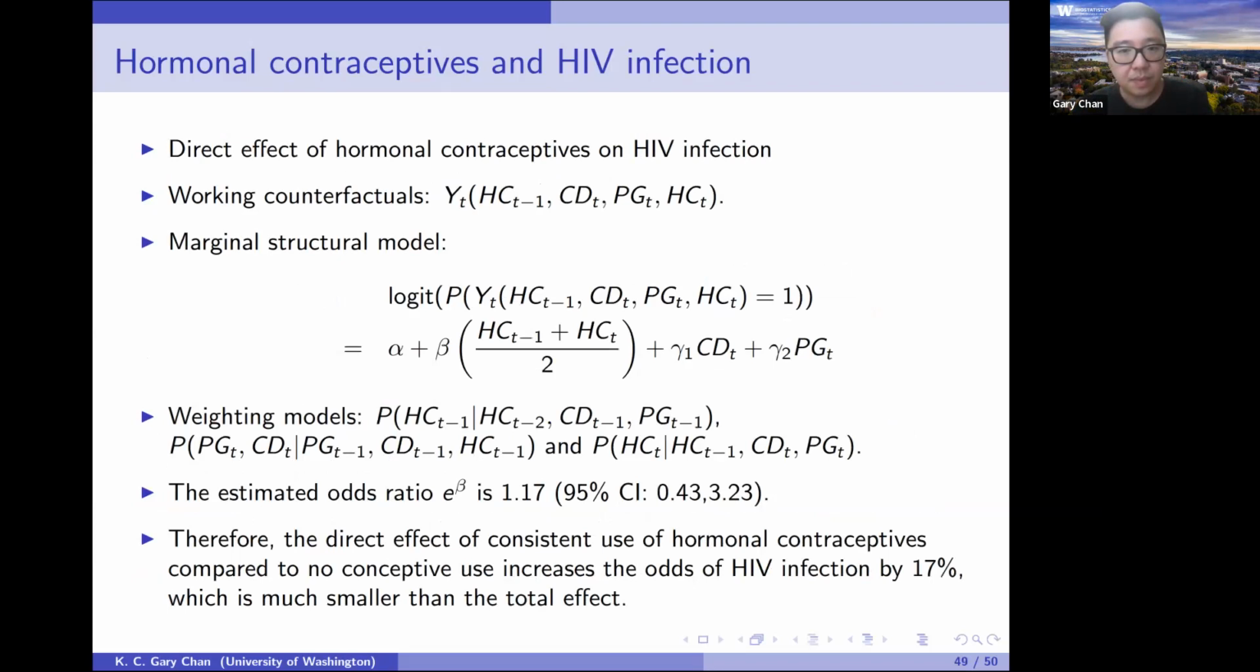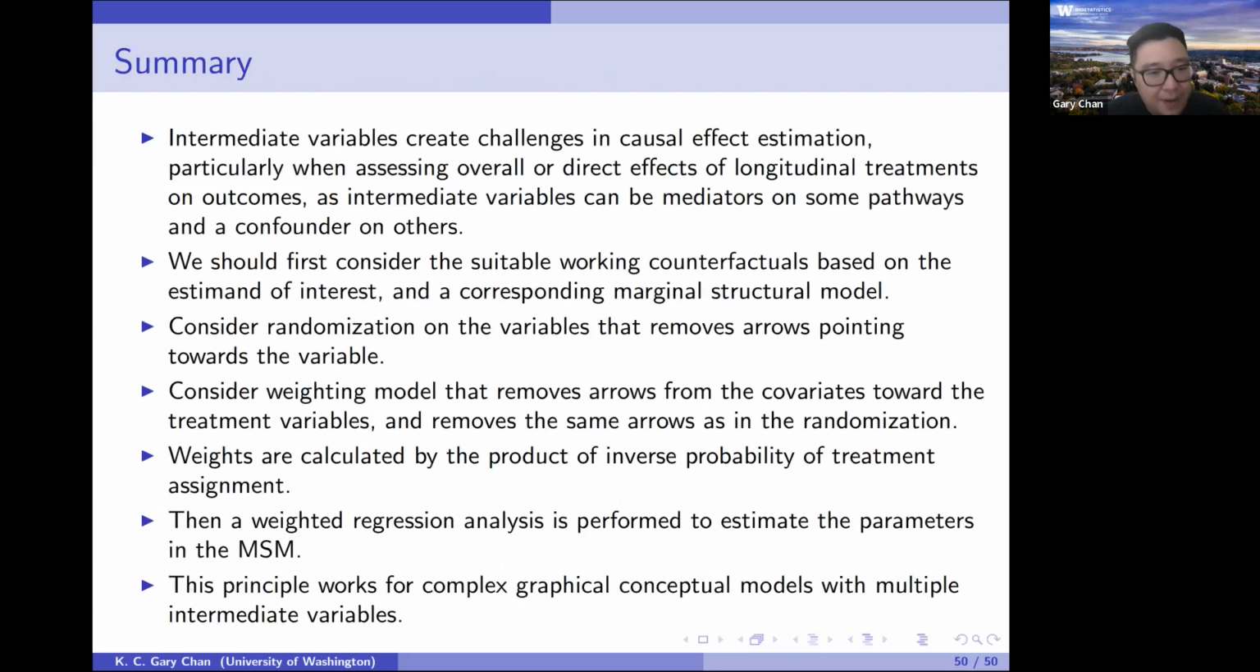Okay, so we can summarize what we have gone through in this section. Intermediate variables create challenges in causal effect estimation, particularly when we assess the overall or direct effects of longitudinal treatments on outcomes, as intermediate variables can be mediators on some pathways and confounders on others, which makes usual analysis not generalizable to these settings. But this is also applicable in a lot of cohort studies, so this is a big problem. So we lay out a way to consider how to deal with this.